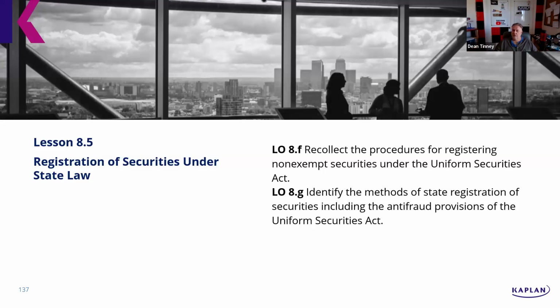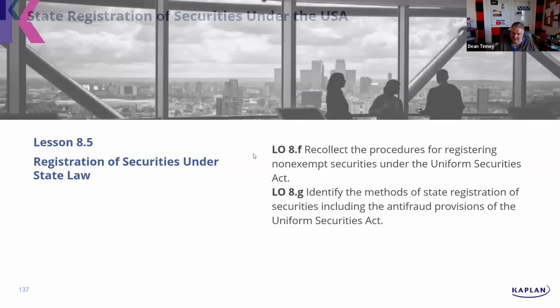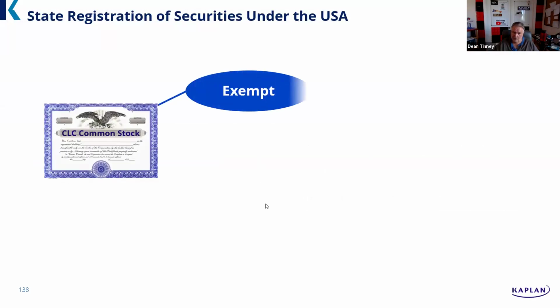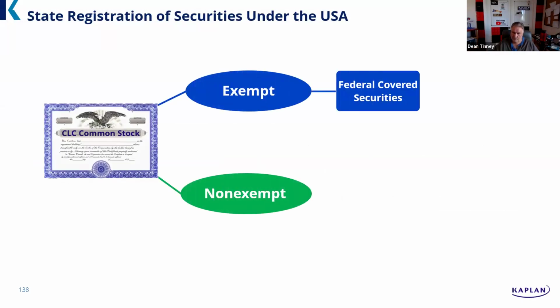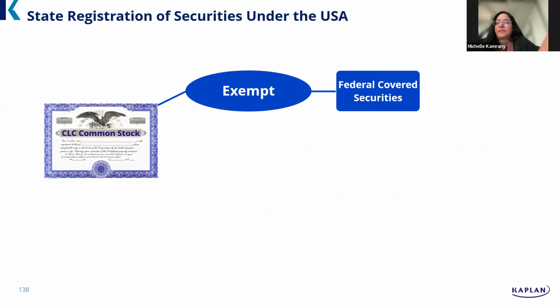Okay, so now registering non-exempt securities, corporate securities, on the Uniform Securities Act. Identify the methods of state registration. There are two: coordination and qualification. So if CLC common stock is listed on NASDAQ or New York, it's a federally covered security, meaning we don't have to register it through coordination or qualification, kind of like a flow chart, right?